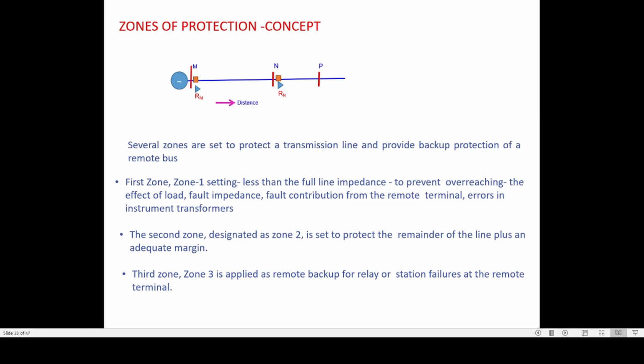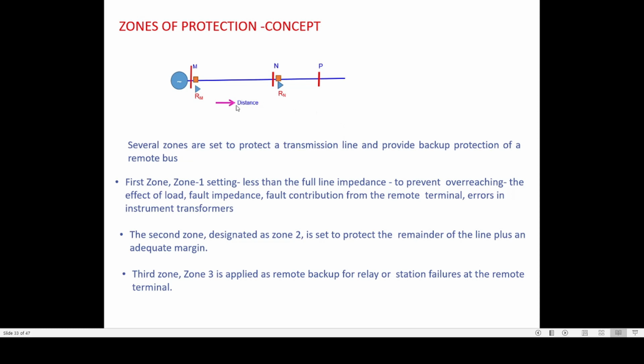Zone 1 is basically a primary zone. Suppose there is a transmission line MN, our first requirement is that whenever there is any fault on this transmission line MN, then the relay at RM must operate and clear this fault instantaneously or as quickly as possible. That means if you use only a single zone from bus M to bus N and set that zone to operate instantaneously, our problem will be solved.